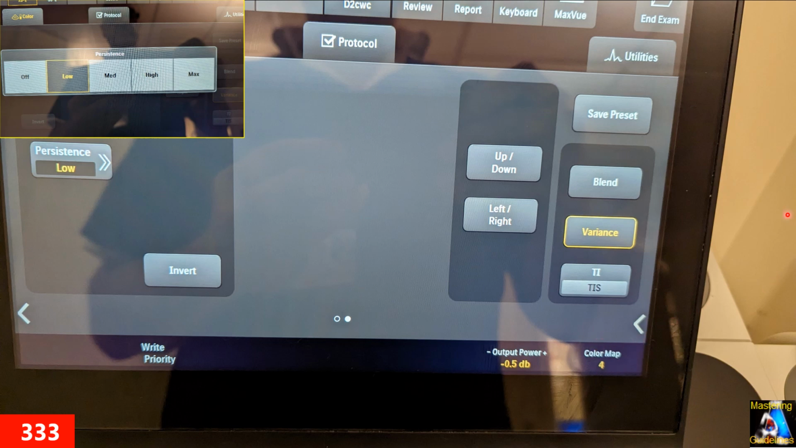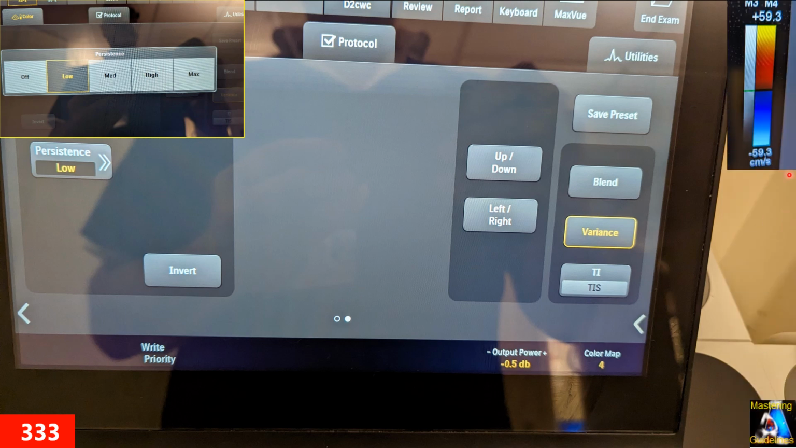The next one is the color map here. Like the grayscale map, it gives us options for different colors. We can choose strong, weak, and we have many options, four or five. We can change it if we want. It doesn't affect the quality of the image, just the color changes a little.